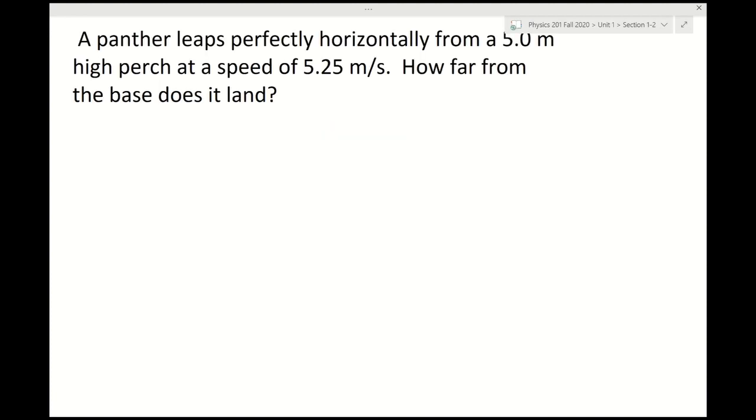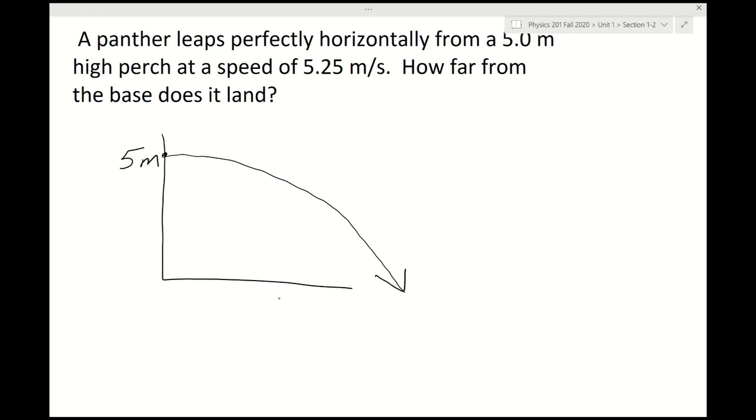So if we have something that says a panther leaps perfectly horizontally from a 5-meter high perch at a speed of 5.25 meters per second, how far from the base of the perch does it land? Well, what happens is if this is where it starts, it's going to physically follow a path that looks like that. It's a parabolic path. Sometimes projectile motion is referred to as parabolic motion. It starts out at a height of 5 meters, and we're asked to find out how far it goes horizontally.